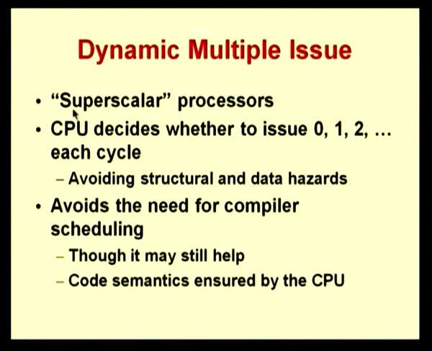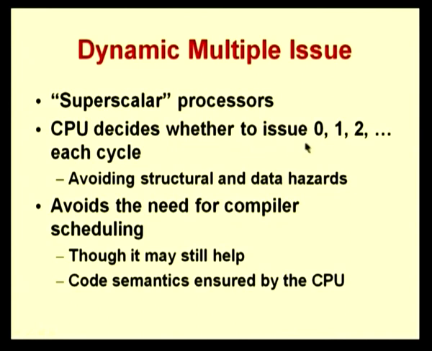When we talk of dynamic multiple issue, we typically use the term superscalar processors. That is, processors which execute more than one instruction in a given clock cycle and where the scheduling is done dynamically. That is, identifying which instructions have to go in a given clock cycle is done by the hardware. The CPU will decide whether to issue no instructions in a clock cycle, one instruction, or two instructions in each clock cycle. And when it decides this, it will take into account that it has to avoid structural and data hazards. So, avoiding structural and data hazards is done by the CPU.